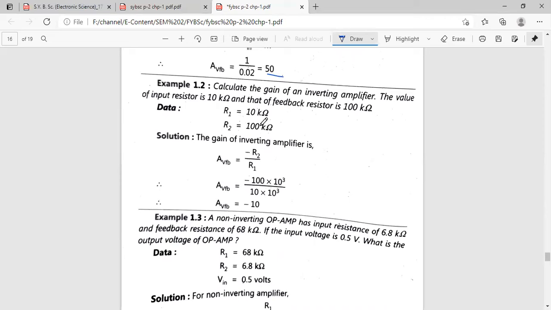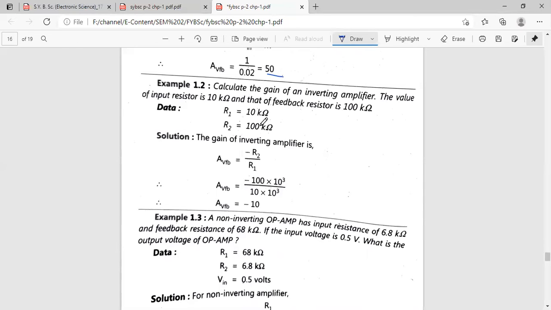Now what is the formula of the gain of an inverting amplifier? It is minus feedback resistor divided by input resistor. We know the value of the feedback resistor is 100k and the value of the input resistor is 10k. If we do this calculation, we will get the answer as minus 10. So minus 10 is nothing but the gain of the inverting amplifier. We know whenever we operate an amplifier in inverting mode, its output voltage is always in negative polarity.